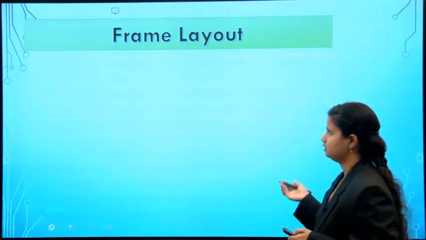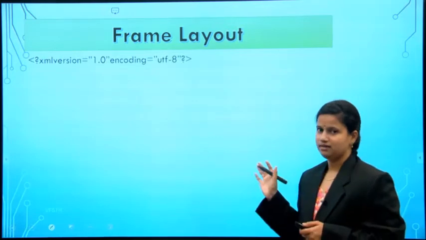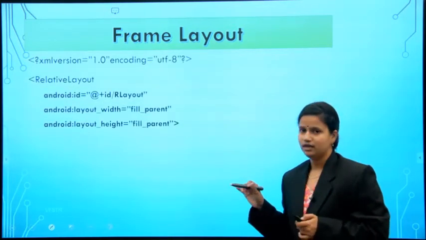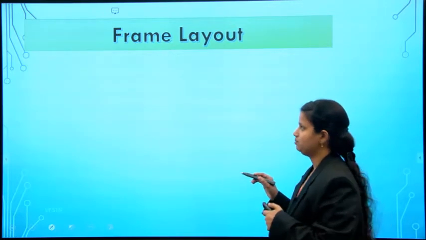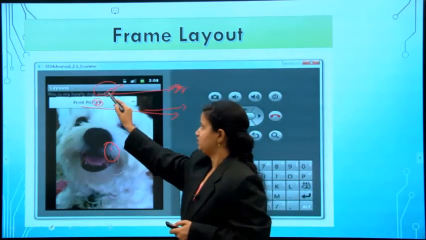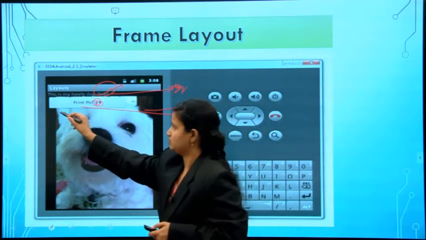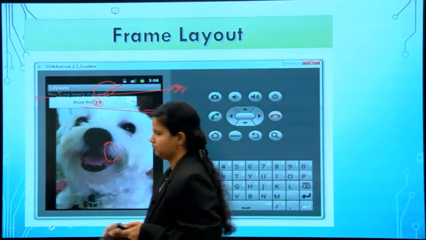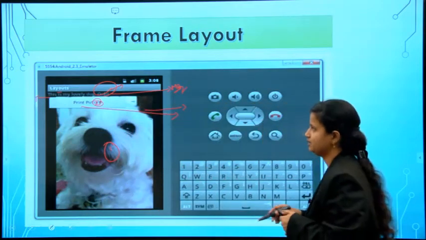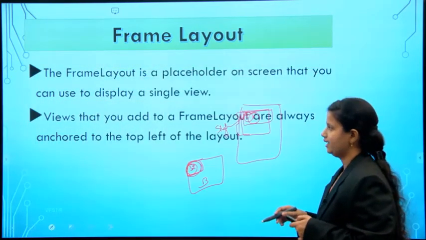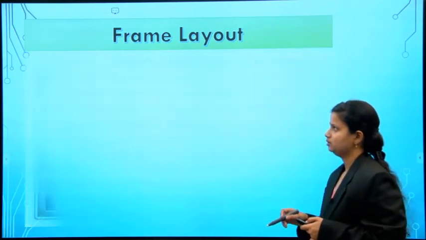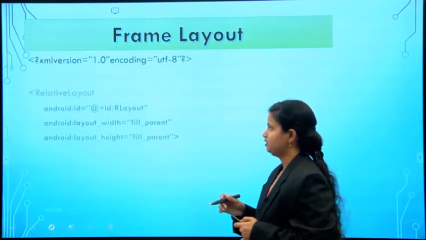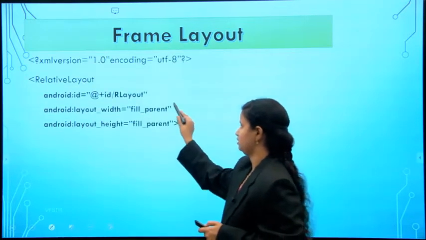The code for this is as follows. We are developing a user interface, starting with the XML version, and we are opening a relative layout. Why? Because, as you observe, this is a message, and after the message content it will display an image. So we initially consider the layout as a relative layout to display the message before displaying the image.